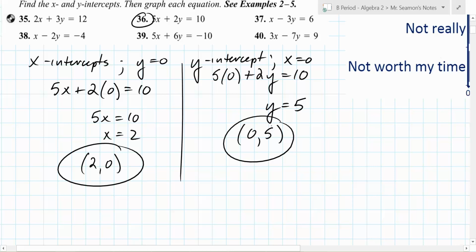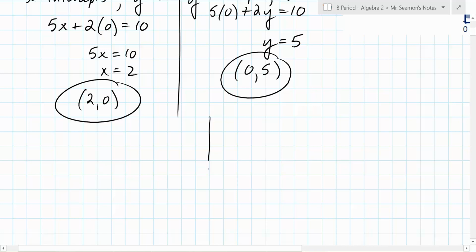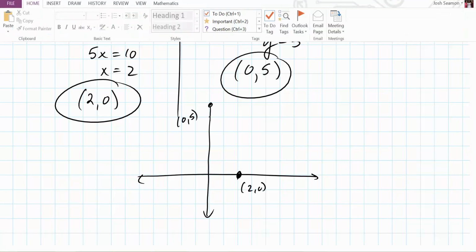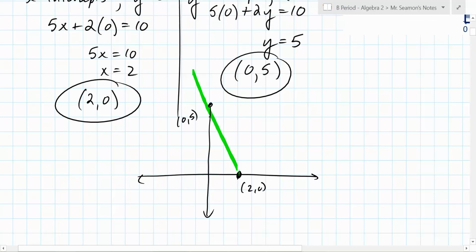I would like you to get in the habit of writing the points out. It helps you specify, because when you graph these, you're less likely to switch which one is which. It asks you to graph them, right? So when you graph these, it's 2 on the x-axis and 5 on the y-axis. So you have these 2 points, 2, 0 and 0, 5. And what do you do with those 2 points? Yeah, you just make a line.